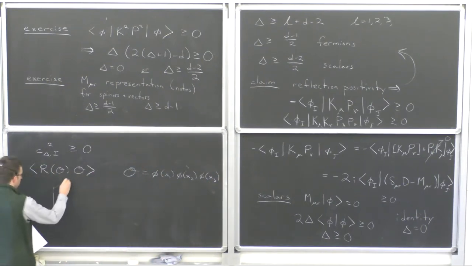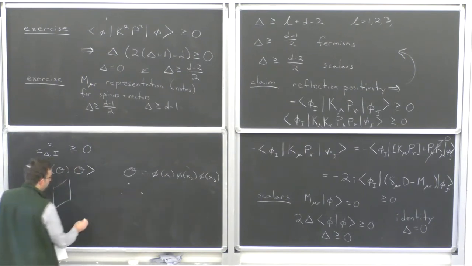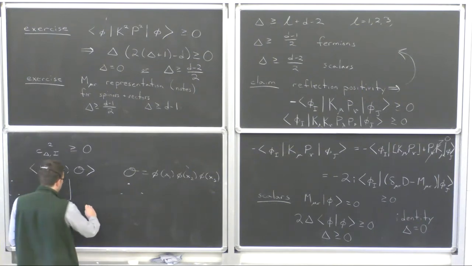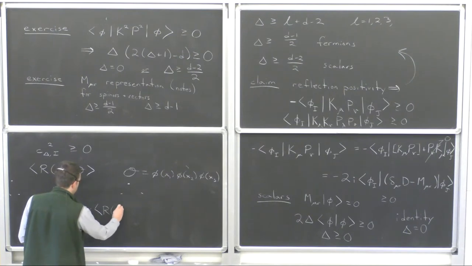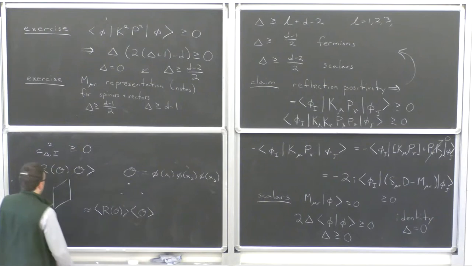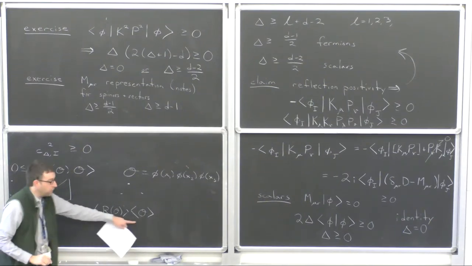I introduce some reflection plane. I put these three operators way over here, and so their images are way, way over there. And they're so far apart that this thing ought to be equal to, by cluster decomposition, the three-point function for each of these individually. This has got to be greater than or equal to zero, and we know the forms of these exactly.